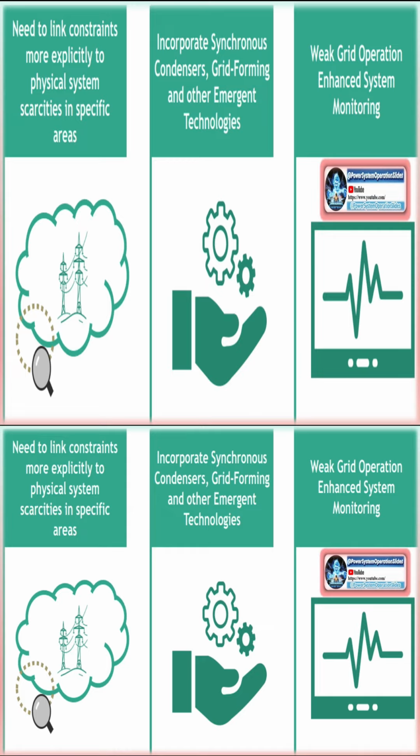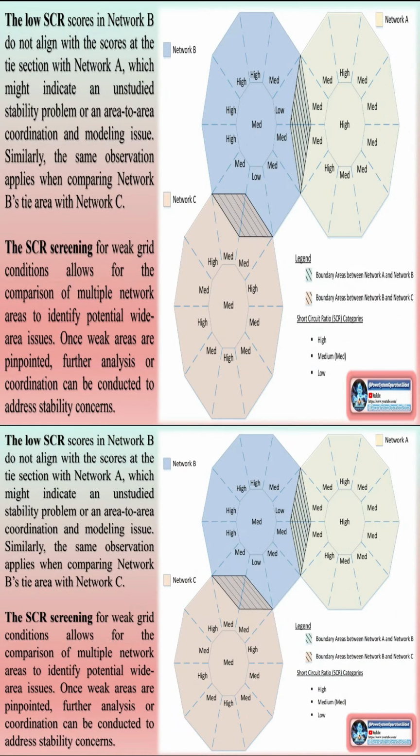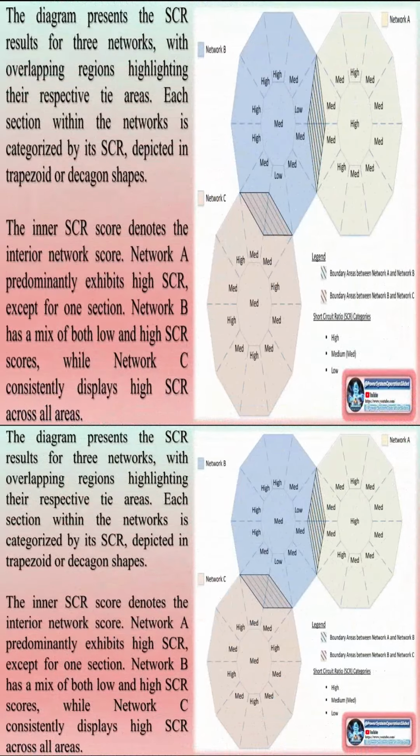Use short circuit analysis to determine fault currents either through simulation software such as ETAP, PSSE, DIgSILENT, or manual calculations based on system impedance. An SCR greater than 3 typically indicates a strong grid, suitable for integrating renewable energy or large generators. An SCR smaller than 3 indicates a weaker grid, which may require additional stability measures when connecting new generators.